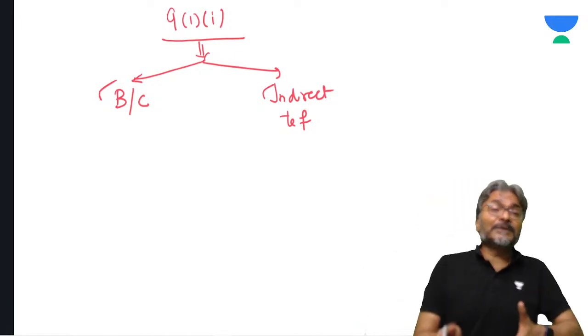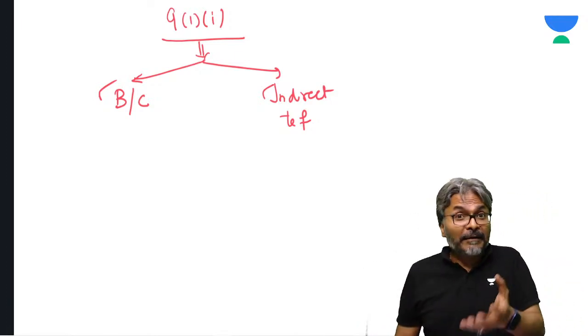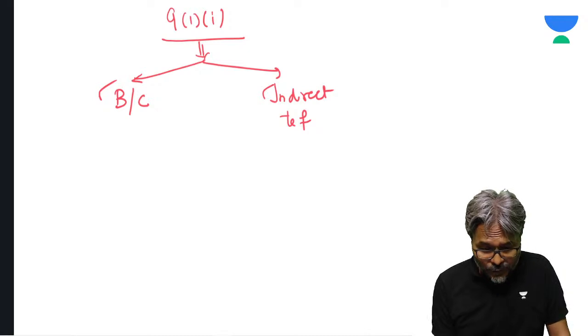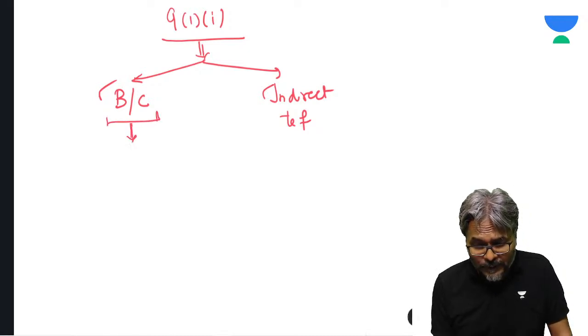Either this could be business connection or indirect transfer in your exam. Why? Because in the last two attempts it was not targeted. And in fact, there is an amendment also, if you are all aware. I'll tell you about business connection.